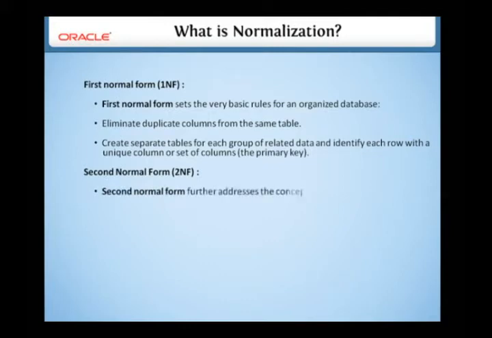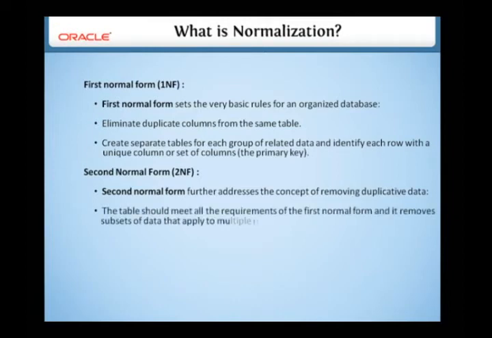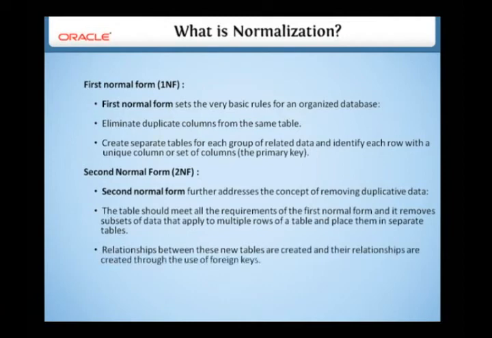The second normal form, 2NF, further addresses the concept of removing duplicate data. Let's see the rules to say it is in second normal form. The table should meet all the requirements of the first normal form, and it removes subsets of data that apply to multiple rows of a table and places them in separate tables. Finally, the relationships between these new tables are created through the use of foreign keys.